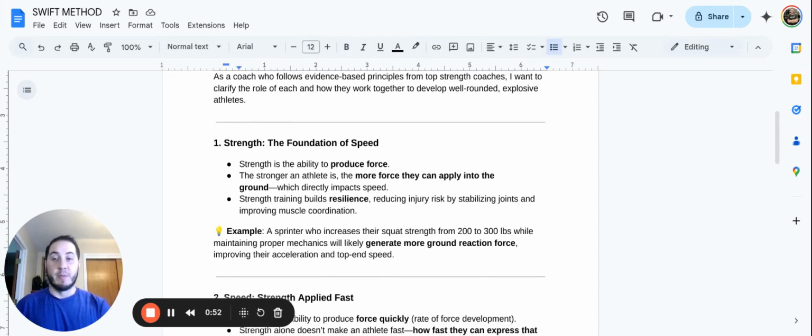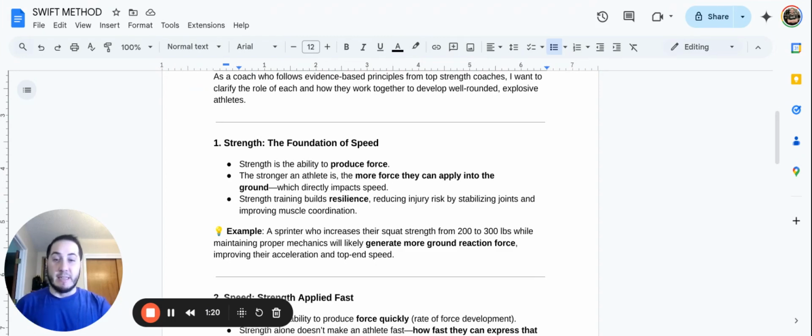So, S, strength, the foundation of speed. Strength is the ability to produce force, and the stronger an athlete is, the more force they can apply into the ground, which directly impacts speed. That's why it's always been prioritized with wrestlers and football players, as well as hockey and rugby players. Some of the most physical contact sports are ones that use it the most, right?